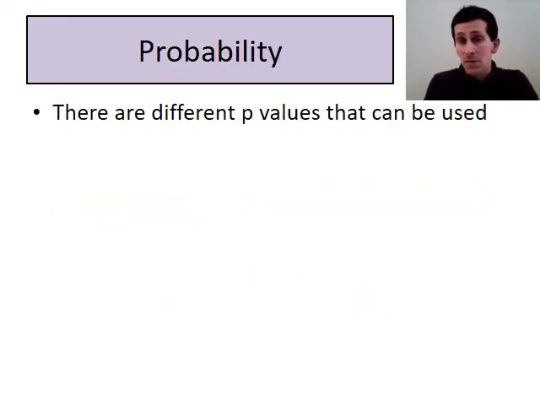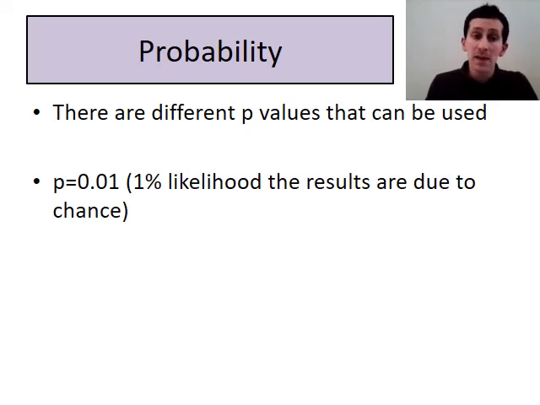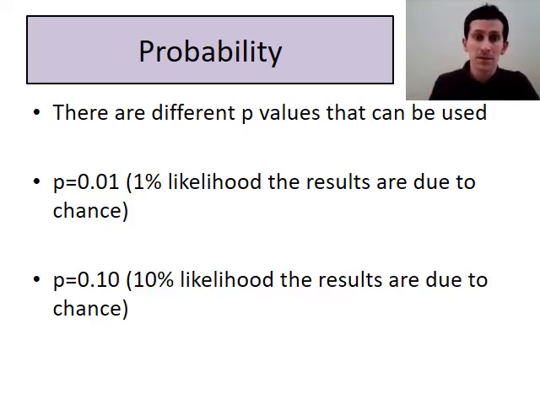So there are also different p-values that can be used, and you might see some of these pop up in your exam. So we've got P equals 0.01, and this is a very strict measure. If we pass this test, it means that there's only a 1% likelihood that the results are down to chance. This is a really strict test and really hard for most data to pass. We also got P equals 0.10. So this is a bit of an easier test to pass, and it means that you can only be 90% certain of your results because there's a 10% chance now that the results may have been down to chance.